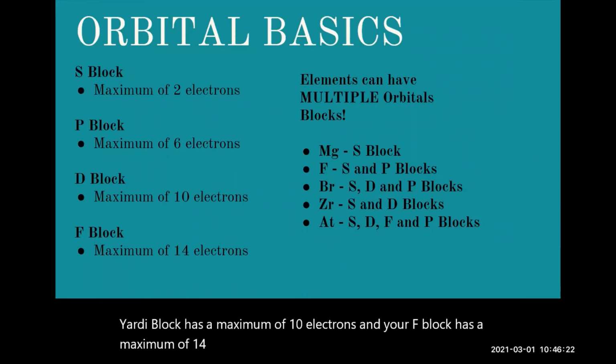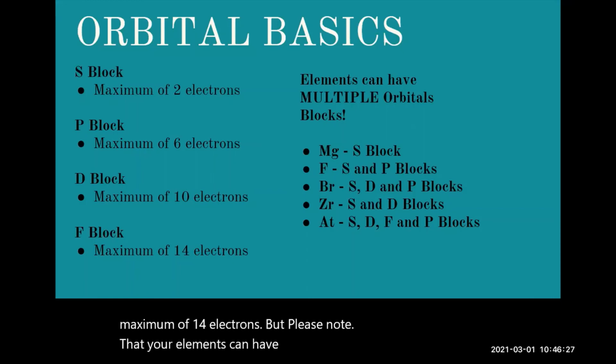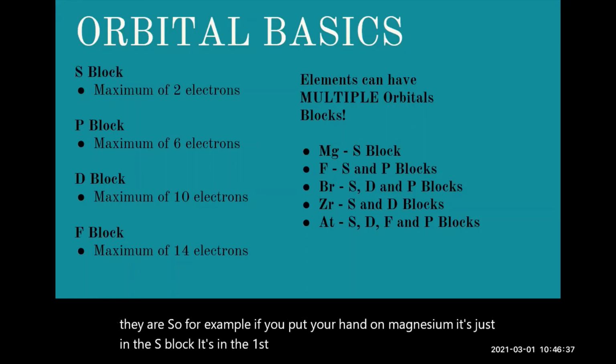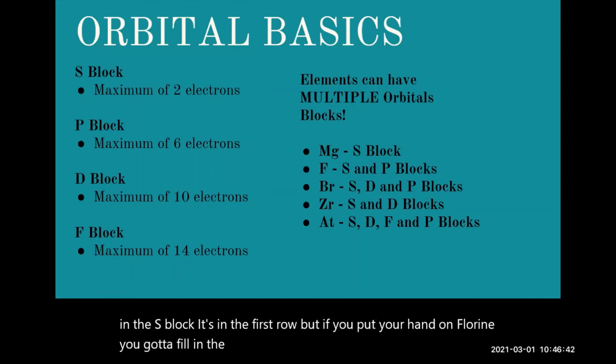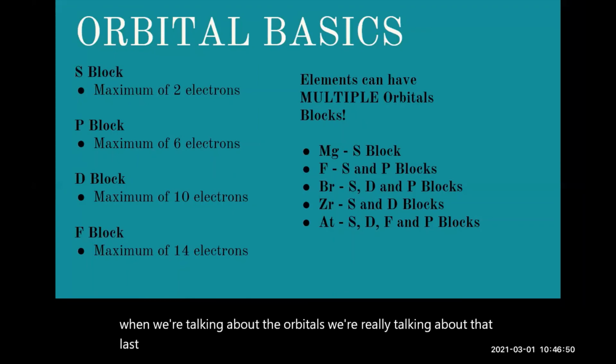But please note that your elements can have multiple orbitals depending on where they are. For example, if you put your hand on magnesium, it's just in the S block. It's in the first row. But if you put your hand on fluorine, you've got to fill in the S block first and then go over to the P block. So when we're talking about the orbitals, we're really talking about that last row of things that'll fill in order to get to that final electron.